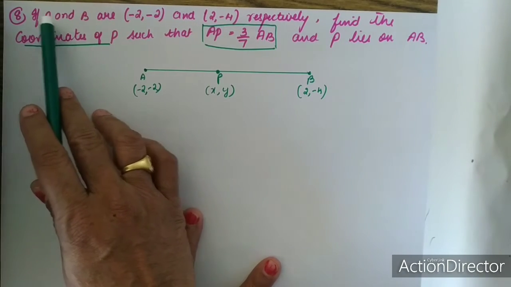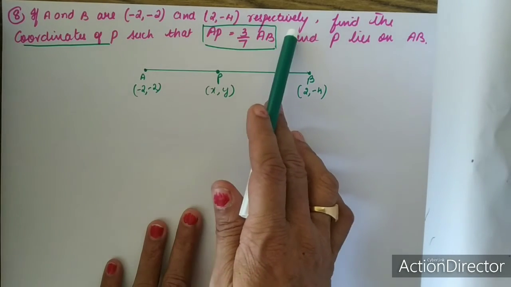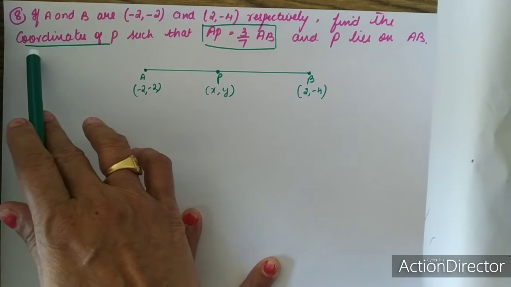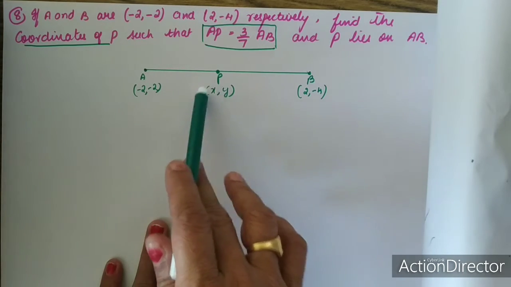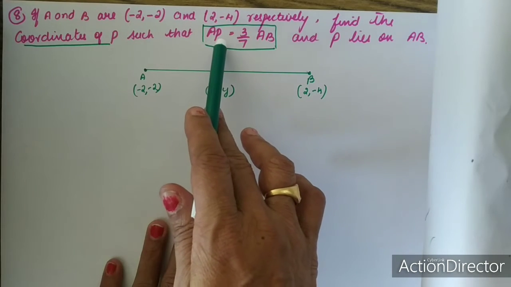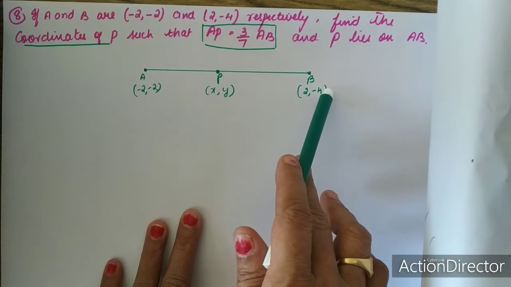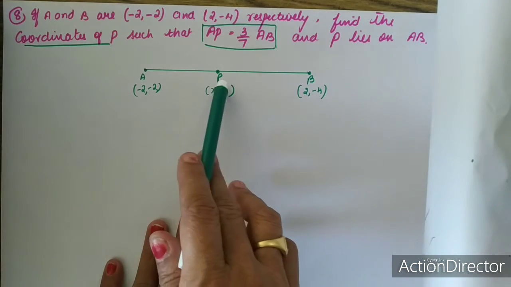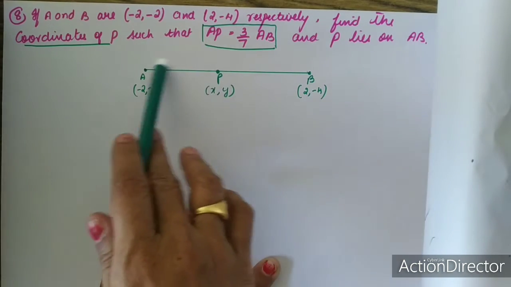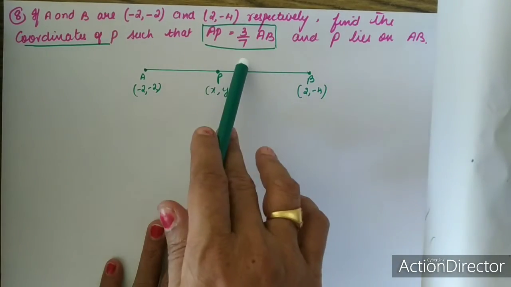I'll read the question. If A and B are (-2, -2) and (2, -4) respectively, find the coordinates of P. So underline the sentence coordinates of P. That means you have to find the coordinates of P such that AP is equal to 3 by 7 of AB and P lies on AB. Here you have to observe that PB is not given, but they have given AP. AP is equal to 3 upon 7 of AB.